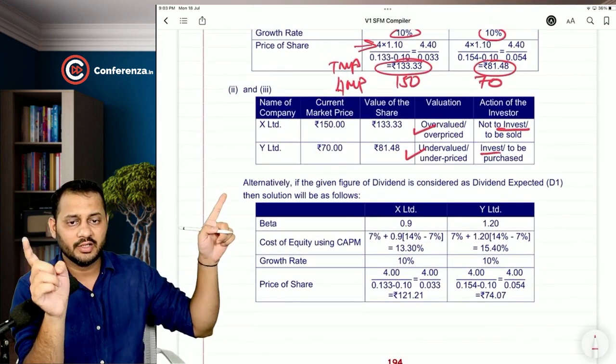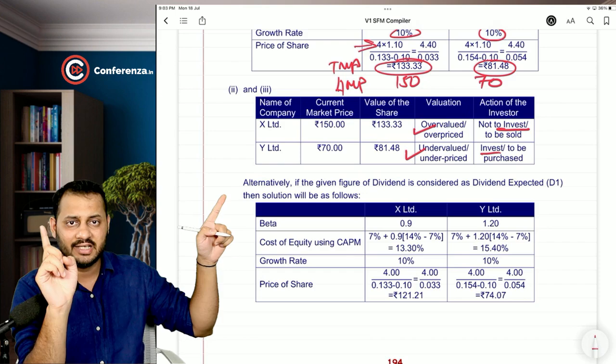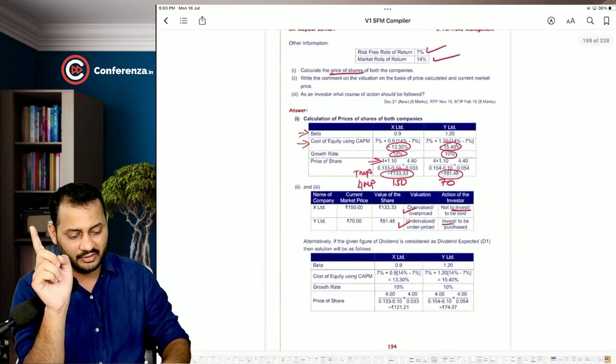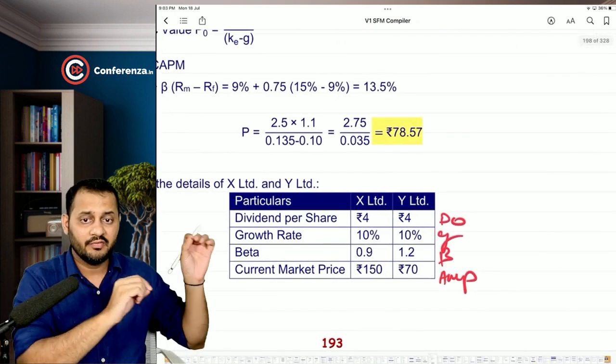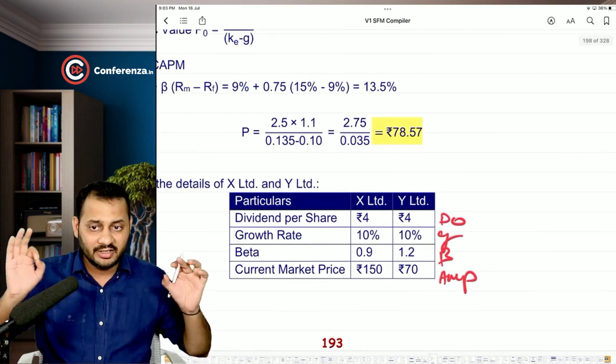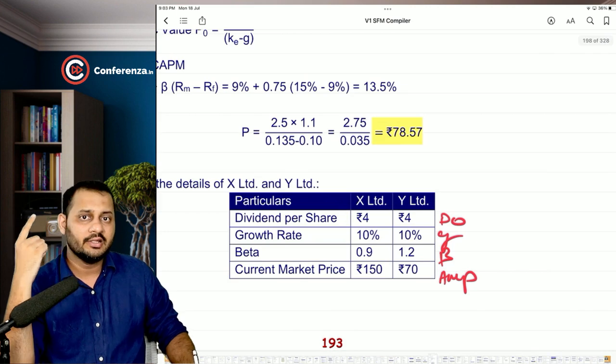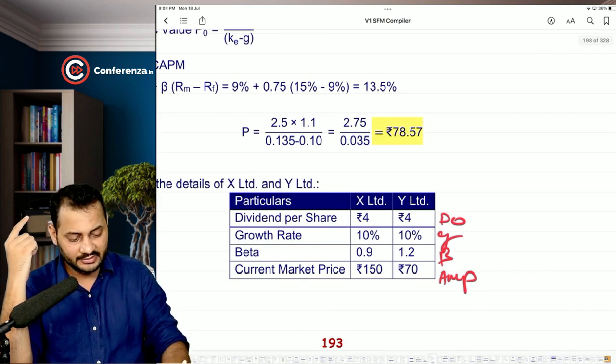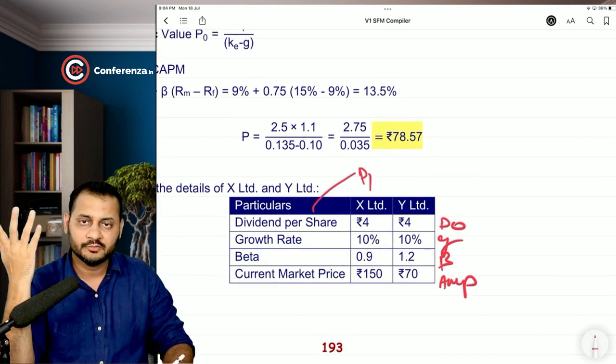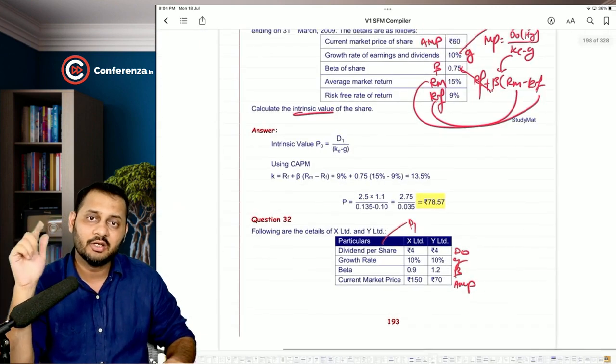Alternatively, if the given figure of dividend is considered as D1, why I will tell you they have given the alternative answer, because the dividend per share in the question is not clear whether it is D1 or D0. And I told you one thing in the security valuation chapter, when nothing is given, consider it as D1. So you can consider it as D1 also.